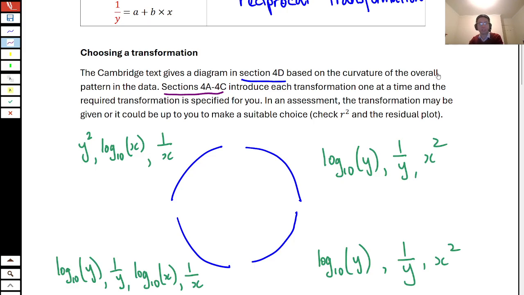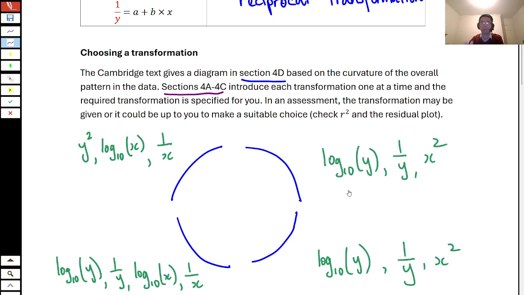Whether or not you have to choose the transformation is really up to the examiners, because both kinds of questions have appeared in the past. Sometimes they give you the transformation, sometimes they don't. So you're going to need to be comfortable with both.